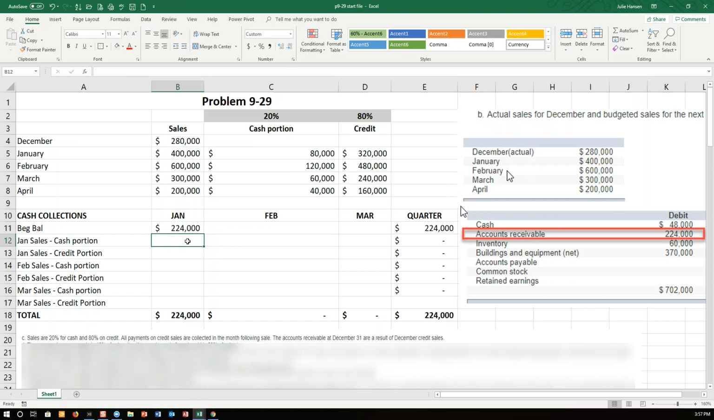Okay, so let's carry on. How much money am I going to receive in January from January sales? Well, we just figured out how much was our cash portion that we were going to collect and what our credit portion was. So since it's January and we're talking about the cash portion of January sales, that's how much cash we're going to collect in January. Okay? How much of January credit sales am I going to collect in January?